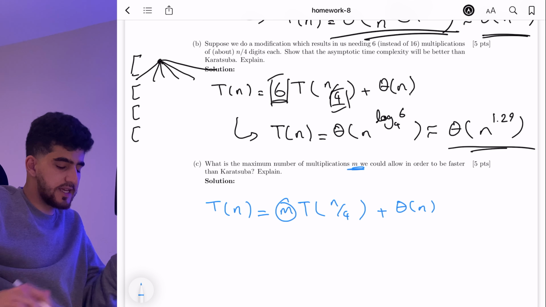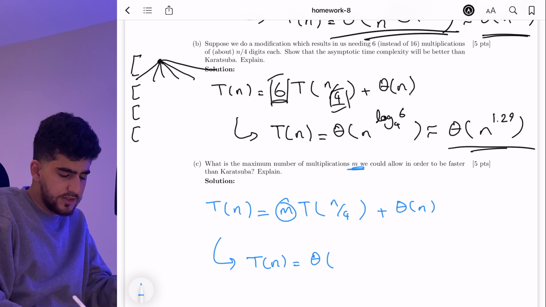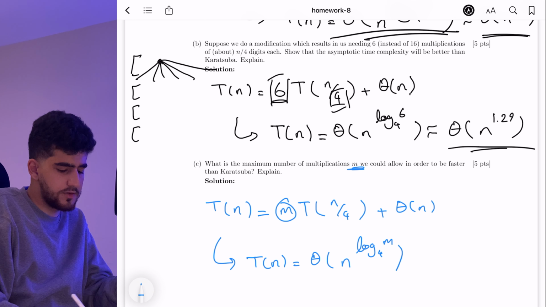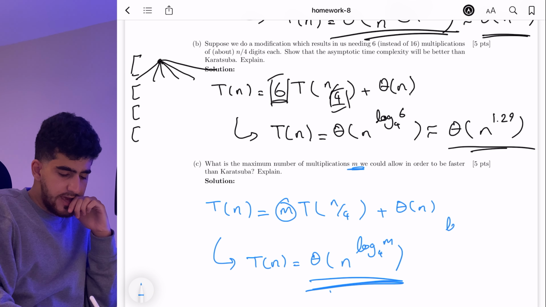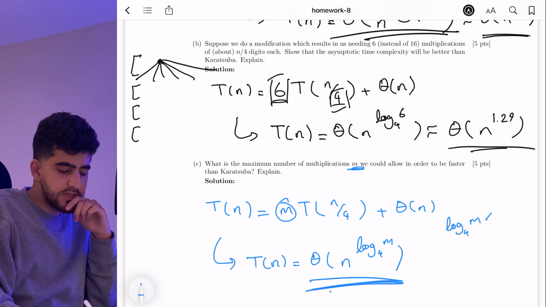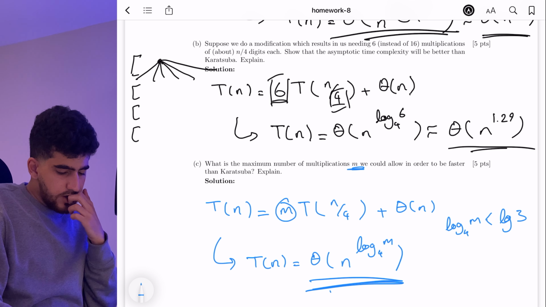And how does that help? That helps us because this shows that based on master theorem, T of n is going to be theta of n to the power of log of m in base 4, right? So we have this. So log of m in base 4 needs to be better than log of 3 in base 2. When I write lg, it means that my base is 2.